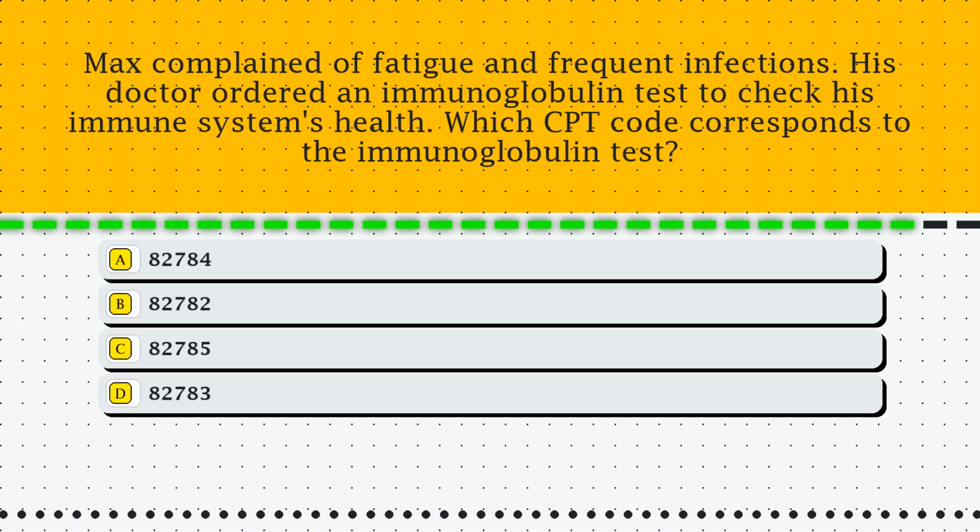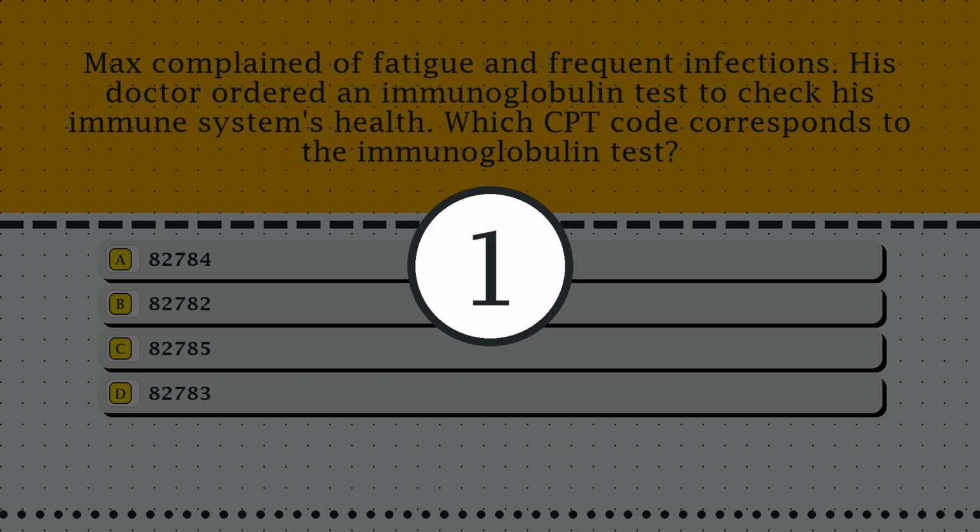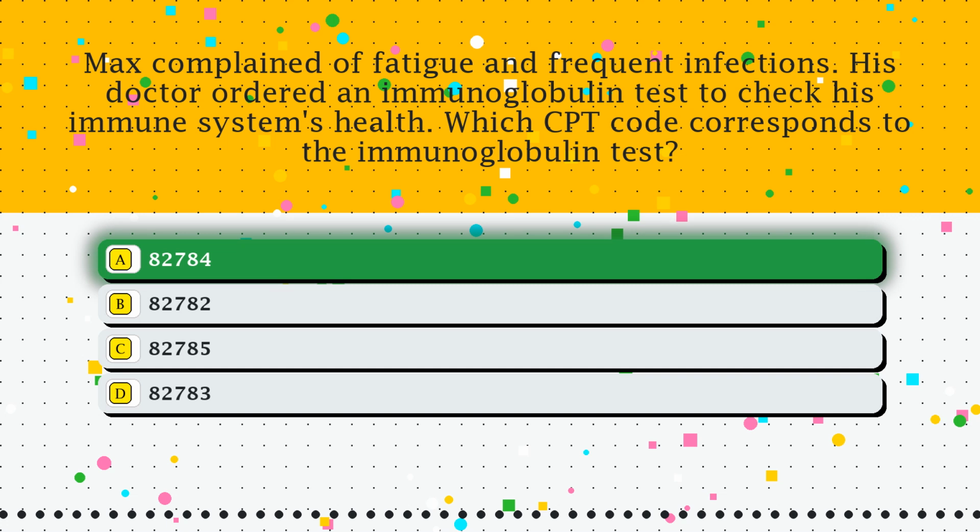Question 284. Max complained of fatigue and frequent infections. His doctor ordered an immunoglobulin test to check his immune system's health. Which CPT code corresponds to the immunoglobulin test? Option A, 82,784. Option B, 82,782. Option C, 82,785. Option D, 82,783. The correct answer is option A, 82,784.